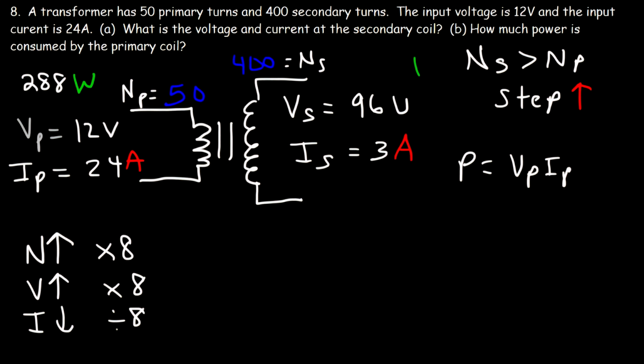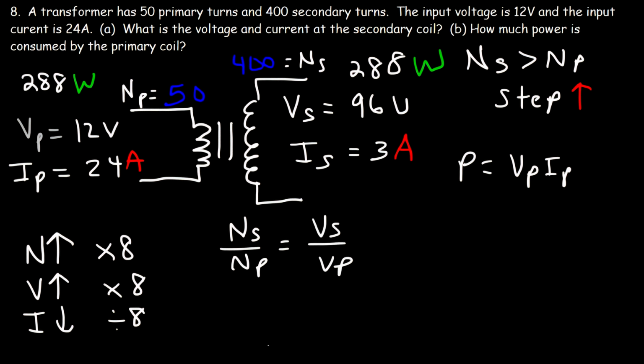Now, for those of you who want to use an equation to calculate Vs and Is, here's what we can do. Ns divided by Np is equal to Vs over Vp. So Np is 50, Ns is 400. Vp is 12, and let's solve for Vs.